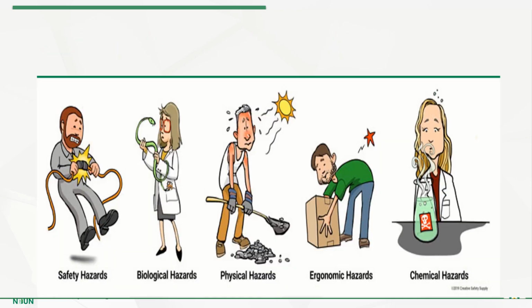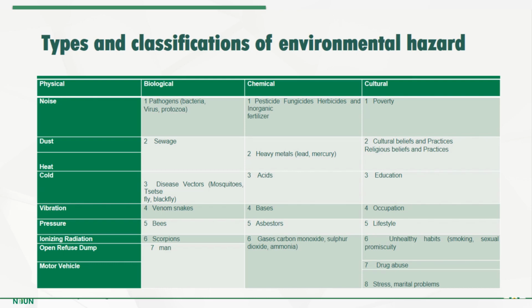We can see in the pictures on the slide where there are different hazards. You have the safety hazard, the biological hazard, the physical hazard, and we can see a typical example that is illustrated in it. Also on the table is types and classification of environmental hazard. I've got 4 columns in this table that cite each of these hazards with examples.